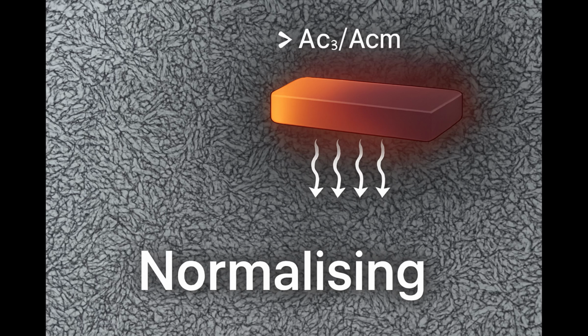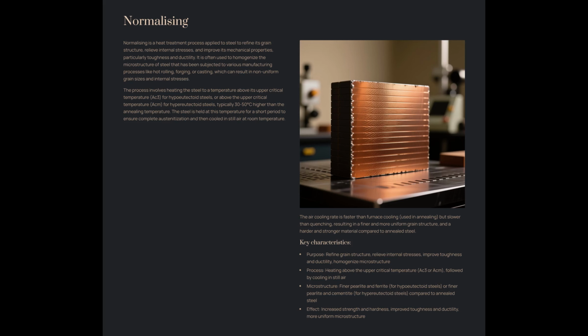The air cooling rate is faster than furnace cooling, used in annealing, but slower than quenching, resulting in a finer and more uniform grain structure, and a harder and stronger material compared to annealed steel. Key characteristics: purpose: refine grain structure, relieve internal stresses, improve toughness and ductility, homogenize microstructure.